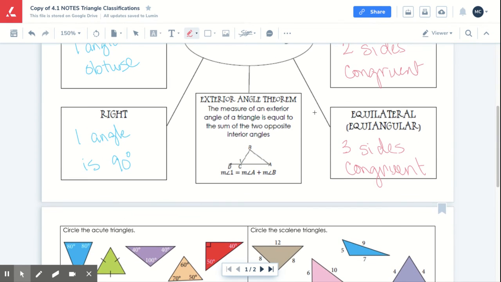There we go. Okay, so looking at this triangle here, if you were to extend one of the sides here, it creates an angle here on the outside. And that's what it's referring to with this exterior angle. Now what it's saying with this one is this exterior angle is going to be equal to the sum of the two other angles. So the sum of A and B would equal angle 1.